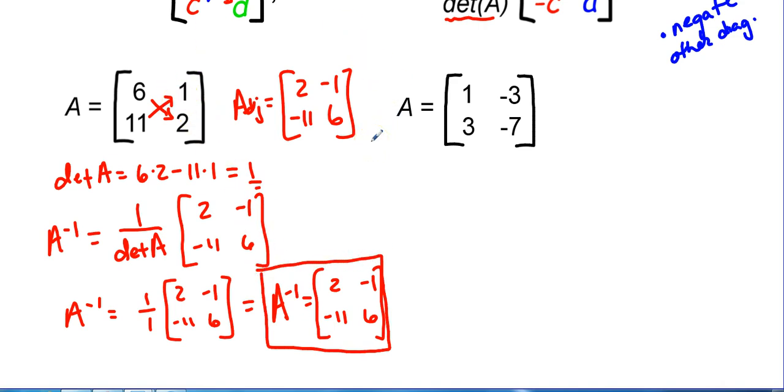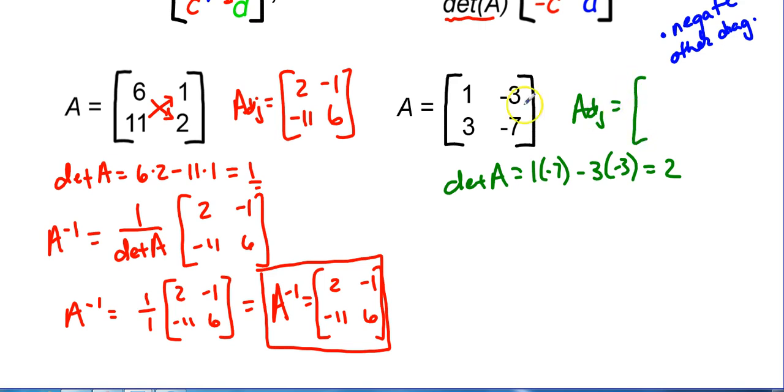Let's go ahead and try this with the second one then. First thing I need is a determinant. I need the determinant of A: 1 times -7 minus 3 times -3. So my determinant ends up being -7 plus 9, which gives me 2. And for my adjoint matrix, remember we swap the first diagonal, so I end up with -7 and a 1, and then these two get negated, so I end up with a +3 in the top right and a -3 in the bottom left.